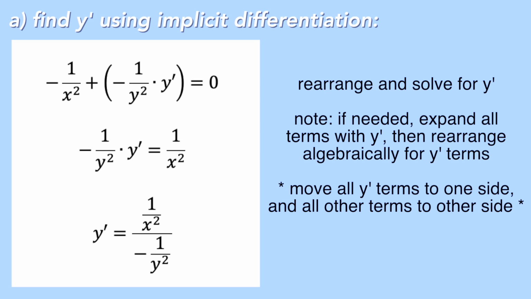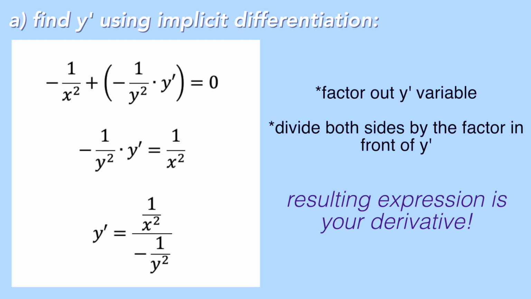So now we are rearranging and solving for y prime by moving all y prime terms to the left-hand side, and moving all other terms to the right-hand side. So now we have negative 1 over y squared multiplied by y prime is equal to 1 over x squared. We are now factoring out the y prime variable on the left-hand side and dividing both sides of the equation by the factor in front of y prime. Dividing by the factor of negative 1 over y squared, we get y prime is equal to 1 over x squared divided by negative 1 over y squared.